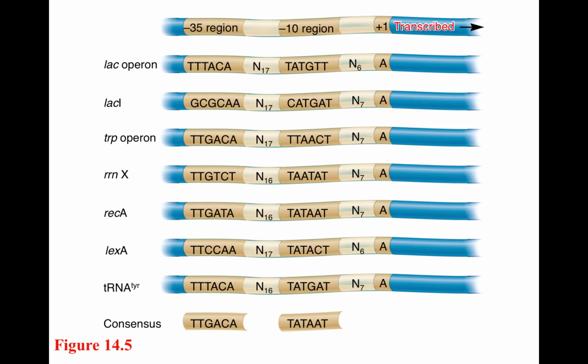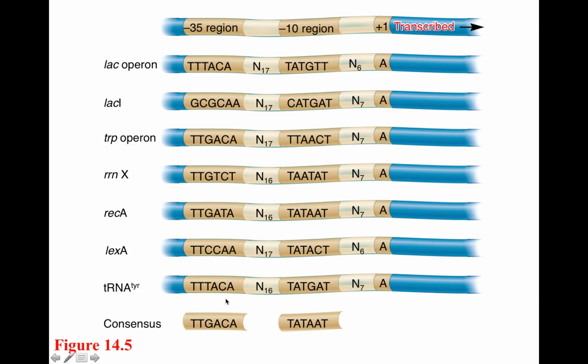Here's a diagram of several different promoter regions from many different genes found in E. coli. There's the lac operon, which we're going to talk a whole lot about after break, after the next exam. The lac-I gene, the trp operon, rec-A, very important, tRNA tyrosine for tyrosine.